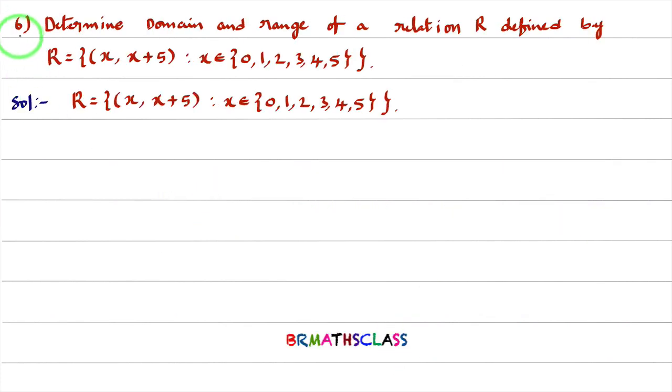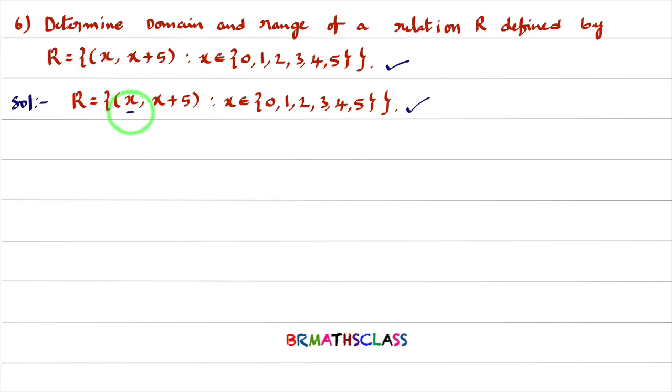This is the sixth problem in Exercise 2.2. The chapter name is Relations and Functions of class 11. You observe what they are asking in the question. They are asking the domain and range of a relation, and the relation is defined like this. First, I have written the given relation. To write the domain and range of this relation, I'll write this relation in roster form so that I can easily write its domain and range.